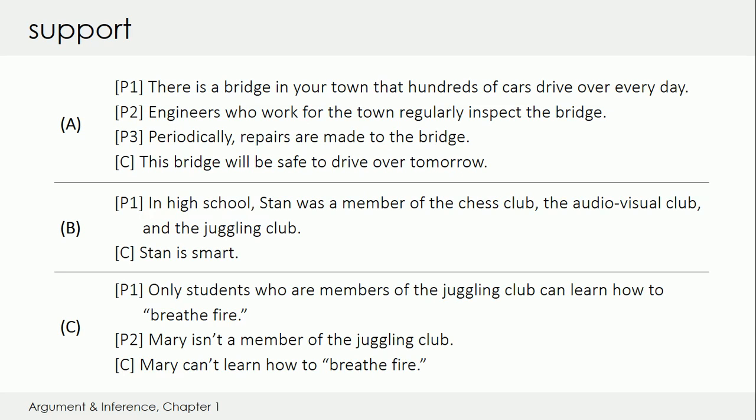B. Premise 1, in high school, Stan was a member of the chess club, the audiovisual club, and the juggling club. Conclusion, Stan is smart. C. Premise 1, only students who are members of the juggling club can learn how to breathe fire. Premise 2, Mary isn't a member of the juggling club. Conclusion, Mary can't learn how to breathe fire. So, why don't you evaluate these arguments? What are they? Deductive, inductive, valid, invalid, sound, cogent.